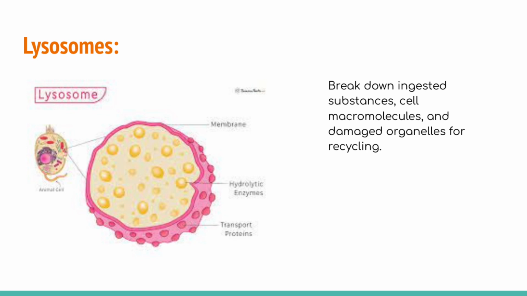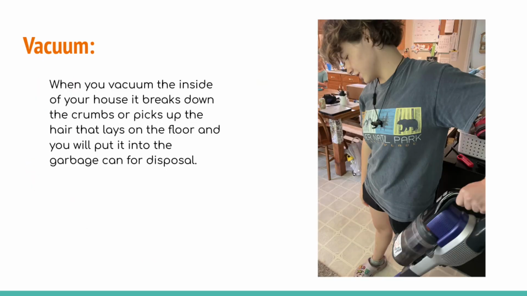Lysosomes break down ingested substances, cell macromolecules, and damaged organelles for recycling. A vacuum also breaks down the crumbs or picks up the hair that lays on the floor, which then you will put it in the garbage can for disposal. Just like the lysosomes, the vacuum breaks down all of the unneeded pieces of dust, hair, anything nasty that doesn't need to be in there. Breaks them down, and then you get rid of them.